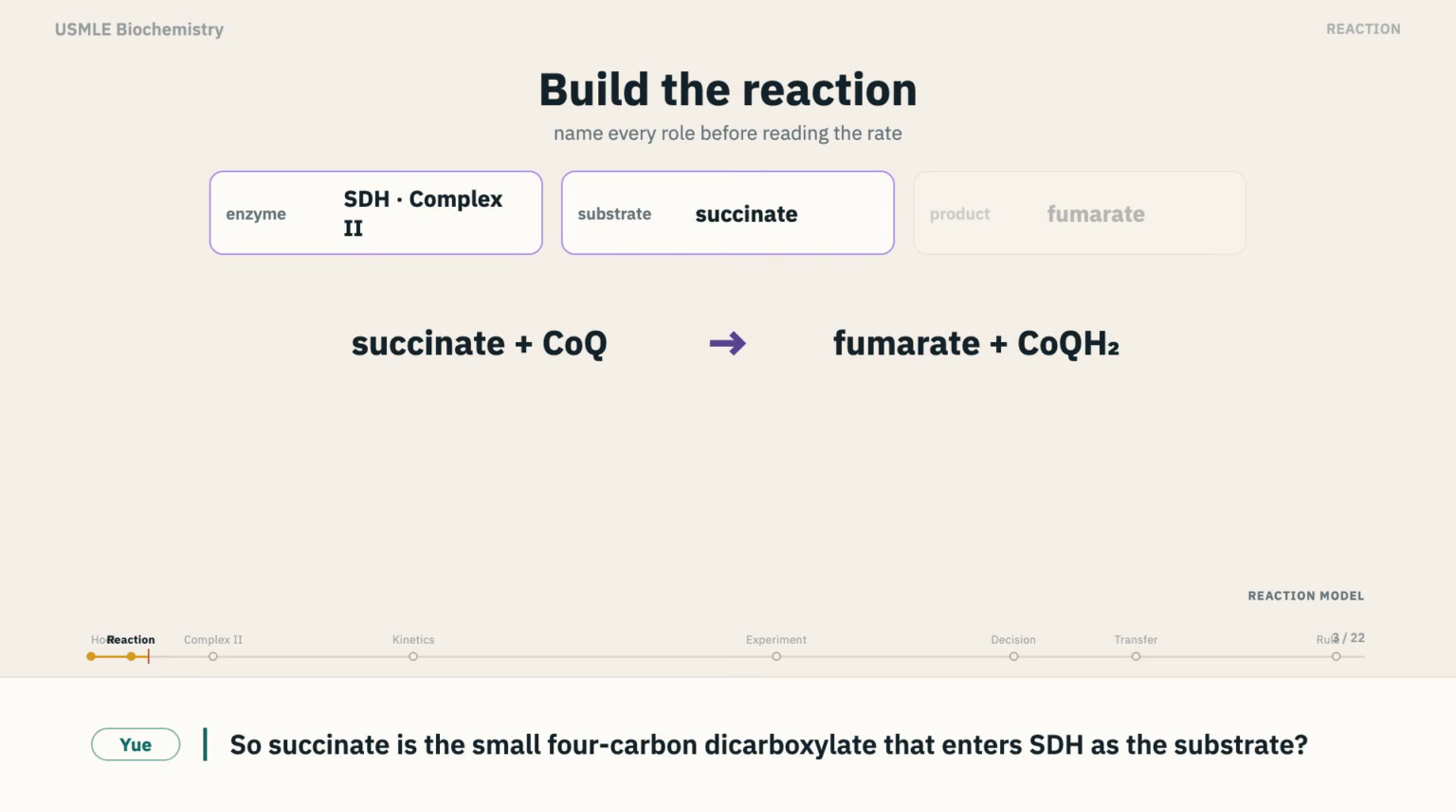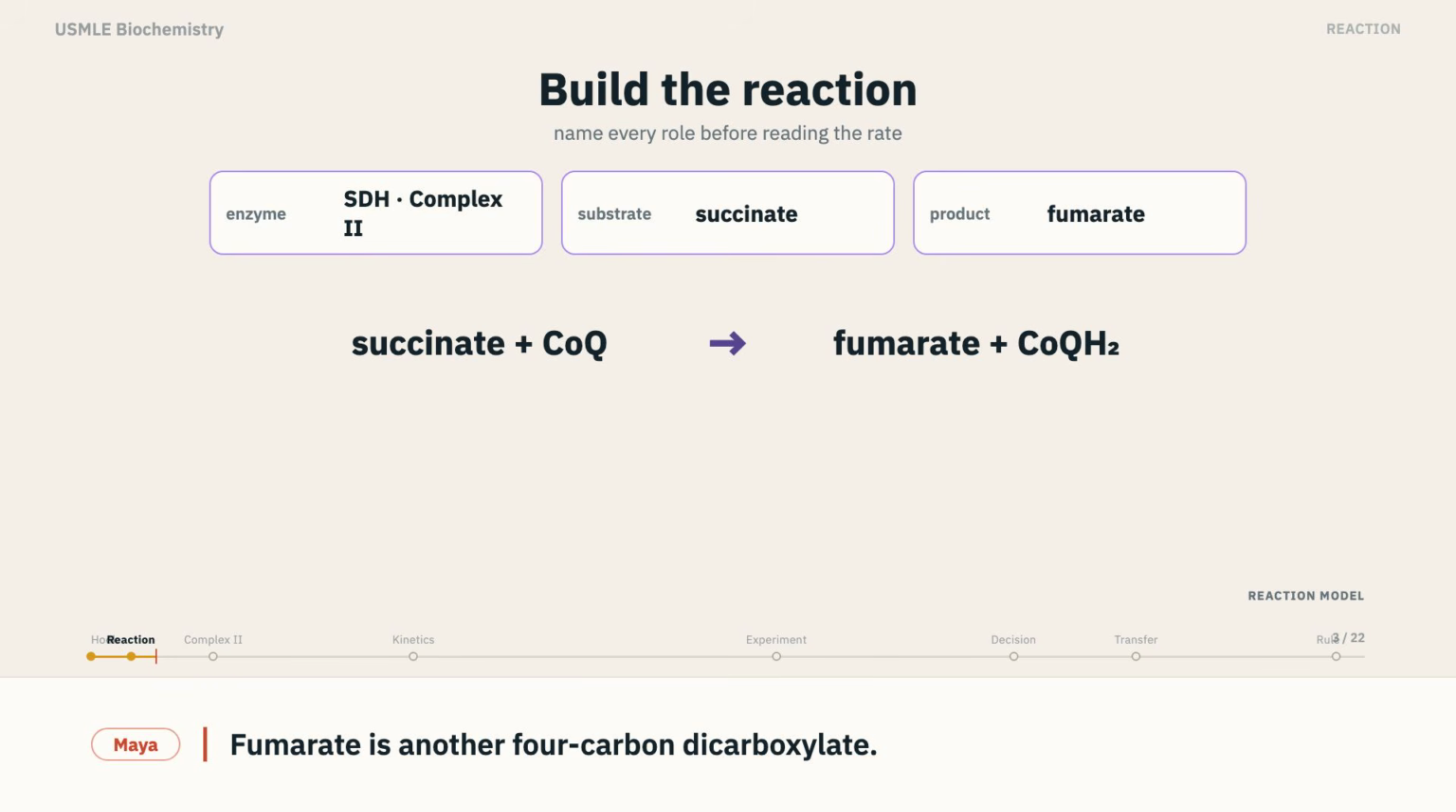So succinate is a small 4-carbon dicarboxylate that enters SDH as the substrate. Fumarate is another 4-carbon dicarboxylate. It is the carbon product that leaves this reaction. Lock those positions in. Enzyme SDH, substrate succinate, product fumarate.